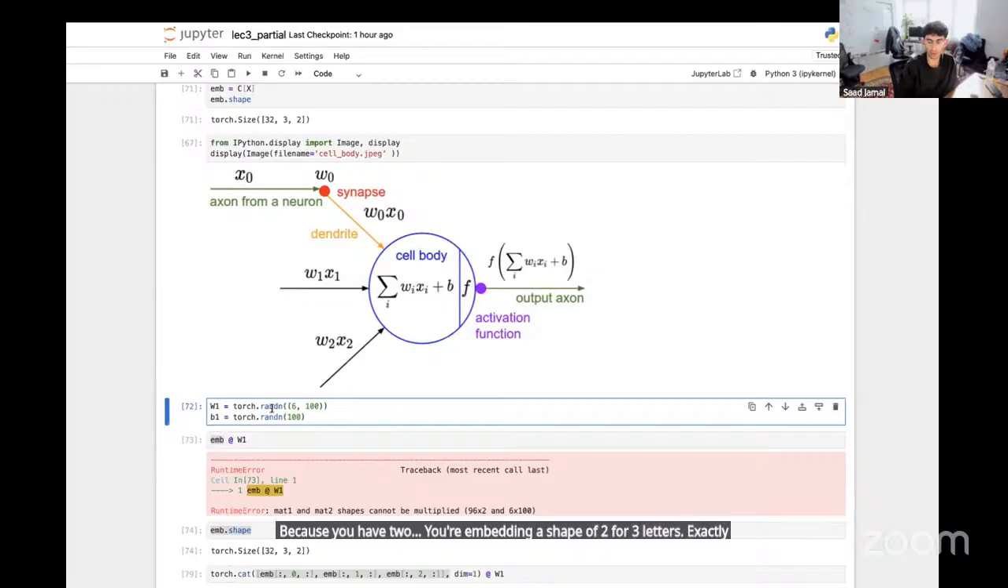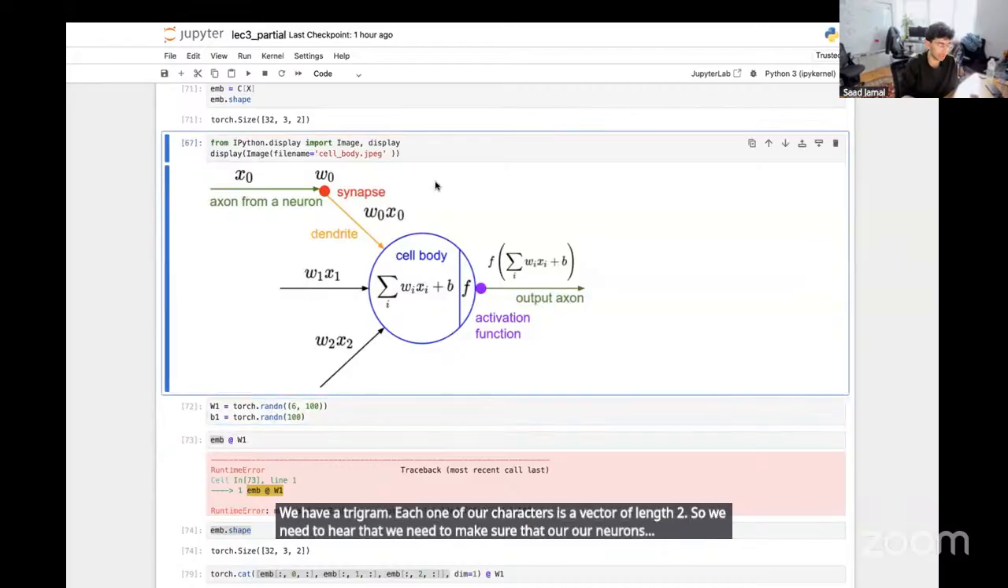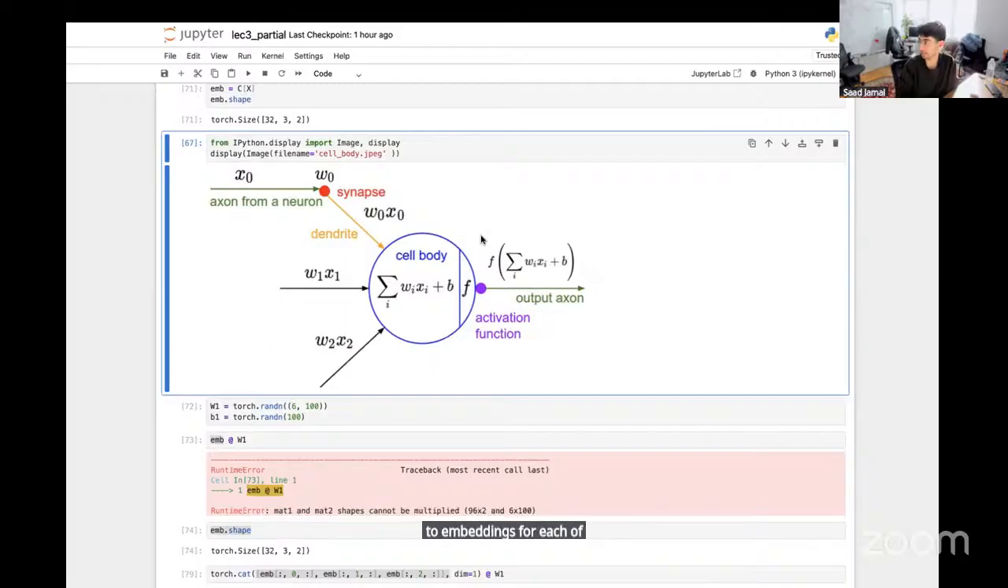Exactly. We have a trigram. Each one of our characters is a vector of length 2. So we need to make sure that our neuron, see this neuron, for example, has six inputs: three characters, two embeddings for each of them. Okay, so you understand why we have six.